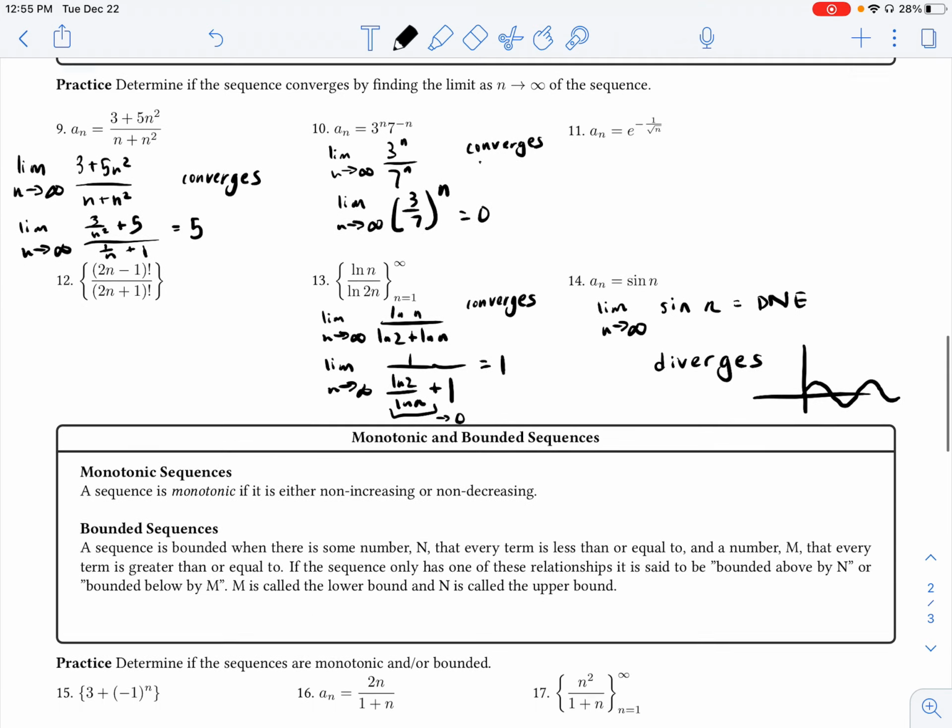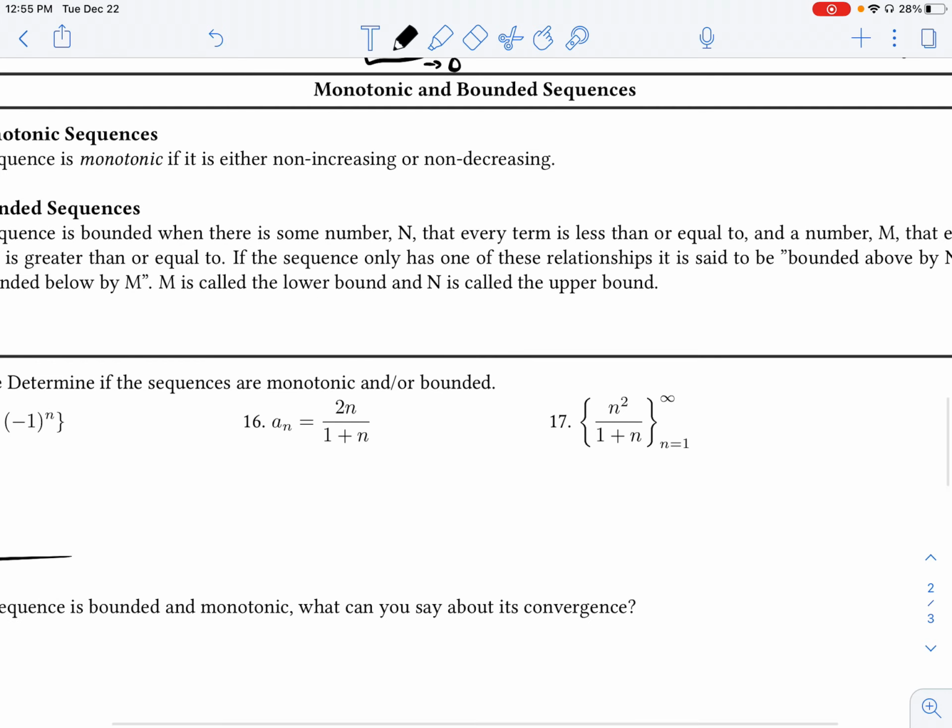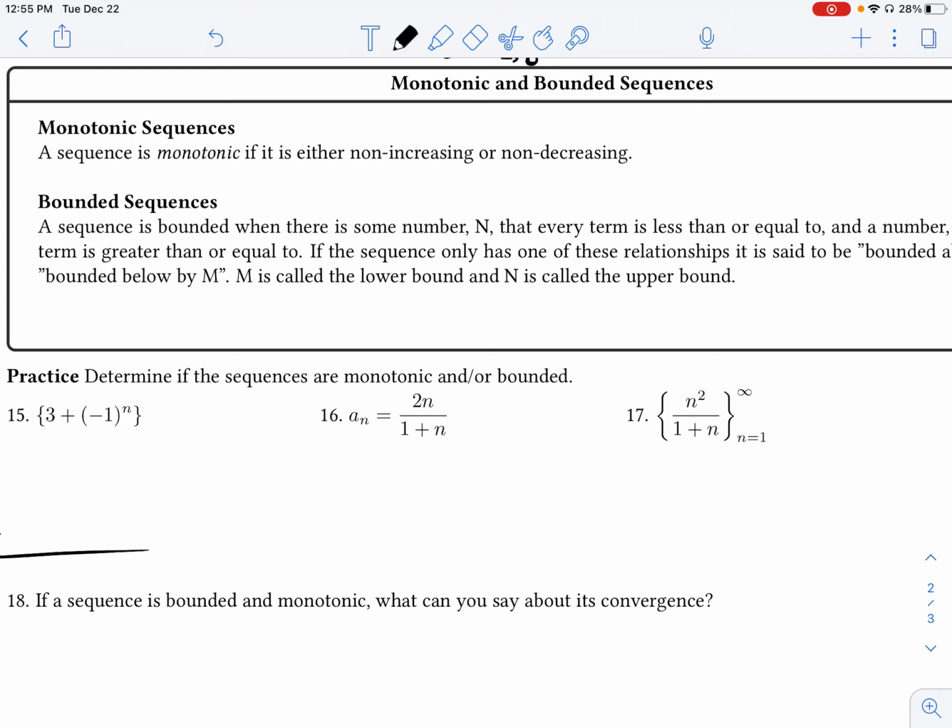But let's briefly talk about monotonic and bounded sequences. We talked about monotonic functions earlier in the year as functions that are entirely non-increasing or entirely non-decreasing. In other words, the function doesn't change behavior. If you look at the function's first derivative, you would essentially say that the first derivative does not change signs. So a monotonic sequence is one that continually increases, or continually decreases, or stays constant. In other words, it doesn't change from increasing to decreasing.